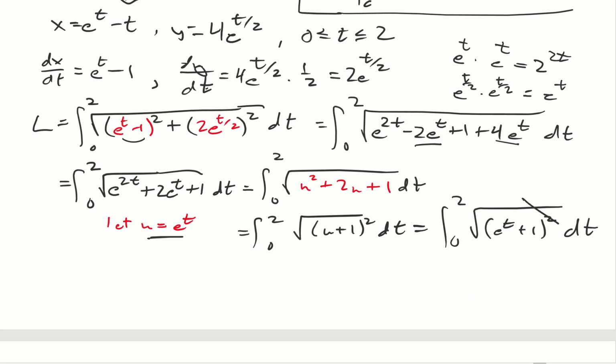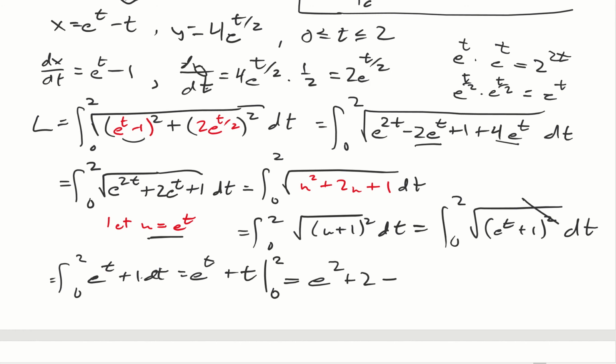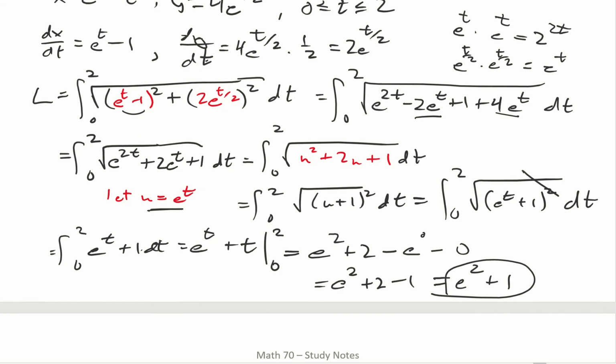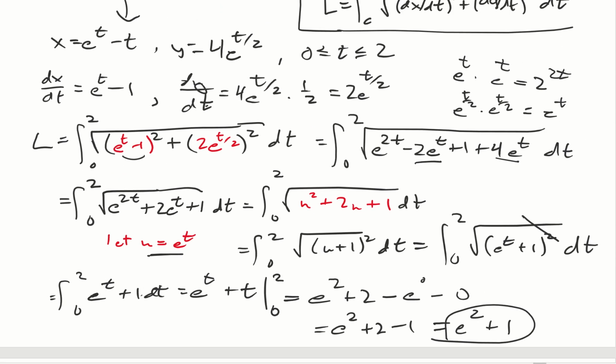That cancels, and we have now the integral from 0 to 2 of e to the t plus 1. Legit. Integrate: e to the t plus t. Apply the limits, 0 to 2: e squared plus 2 minus e to the 0 minus 0, and we're getting e squared plus 2 minus 1, or e squared plus 1. The actual length of that curve is e squared plus 1. So yeah, shenanigans with algebra to get that one done.